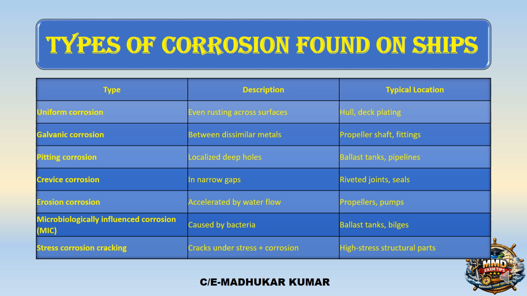Crevice corrosion is in narrow gaps, riveted joints, seals, or any other joints where gaps are found. Erosion corrosion is accelerated by water flow or cargo flow, where the protective coating is removed. Propellers, pumps, pipelines, this is also possible. Microbiologically influenced corrosion is caused by bacteria. Ballast tanks and bilges are the most prone to that. And stress corrosion cracking happens under stress. Basically cracks are created first and then the corrosion happens. Wherever high-stress structures are there, this is going to be found.